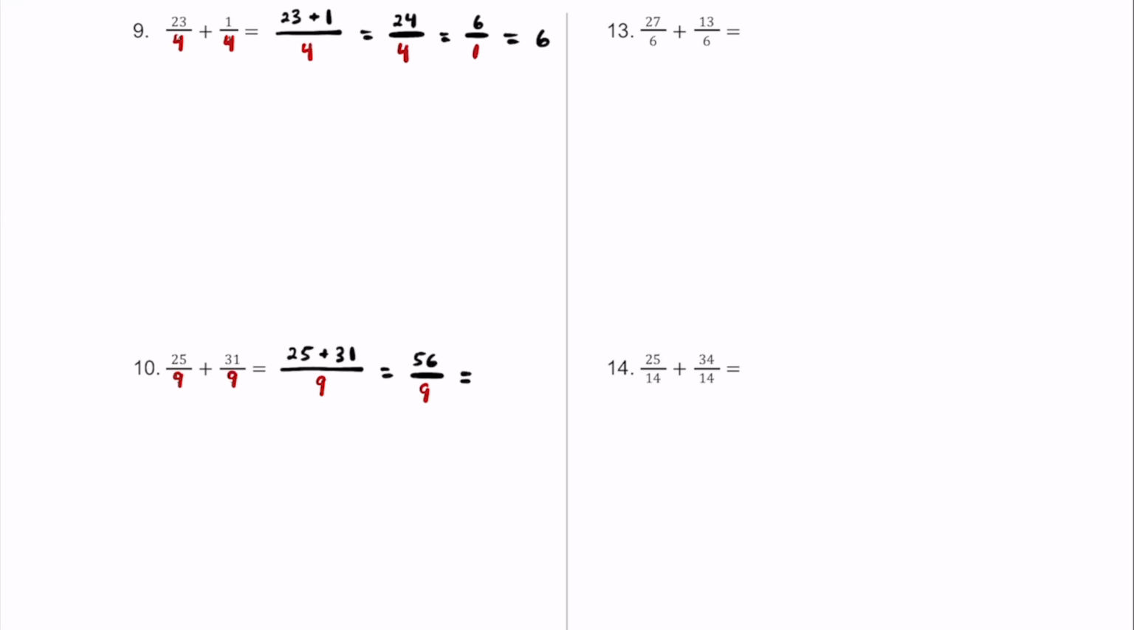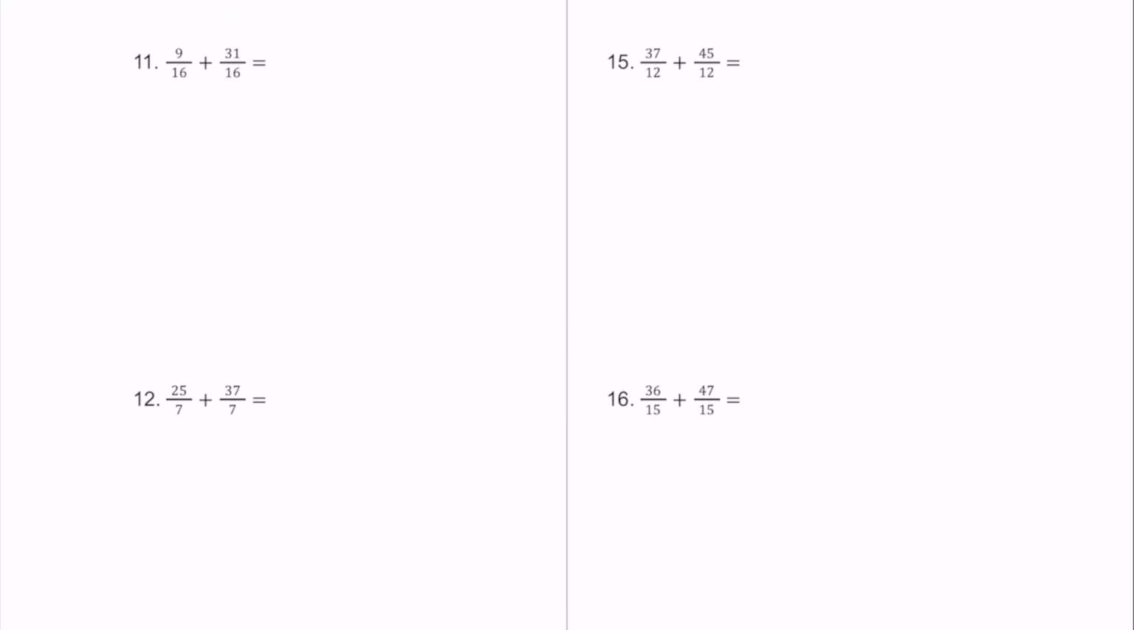We could also write this as a mixed number though. I'm thinking 9 times 6 is 54. So it goes in 6 times, that's 54. That's 2 away from 56. So the remainder is going to be 2. So we have 2/9 here. Okay, so 6 and 2/9 would be the mixed number version for this sum.